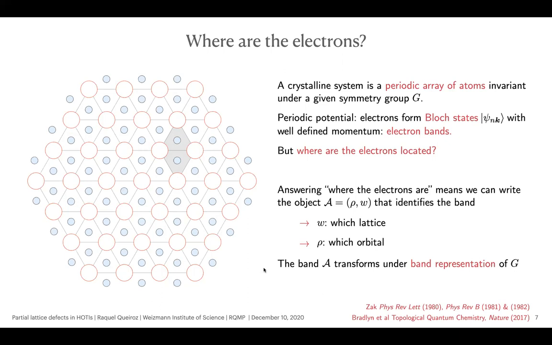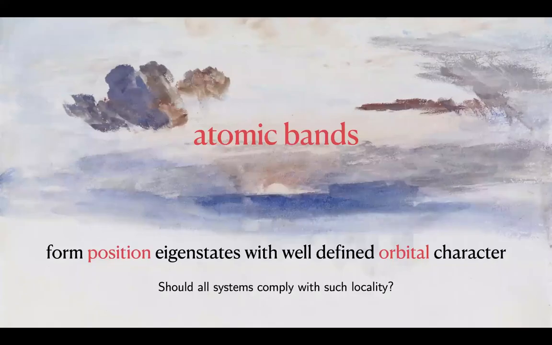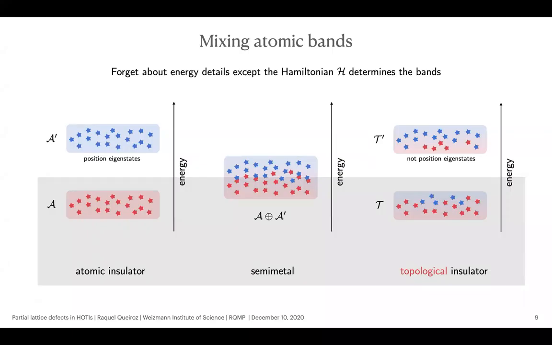And it means that this band transforms under what is called a band representation, which was a concept introduced by Zak in the 80s and is now being revived in the context of topological physics. So atomic bands are our building blocks of matter, but they are really characterized by the fact that with the states that I have in this band, I can form position eigenstates with a well-defined orbital character. And if we do think a little bit about it, it seems like an extreme locality condition to expect out of matter. So if we are going to put ions close together and each one of them has a few orbitals, then we will have a few of these atomic bands and they may overlap in energy.